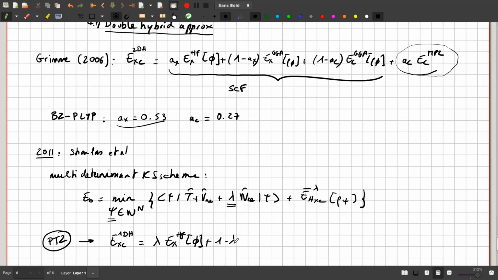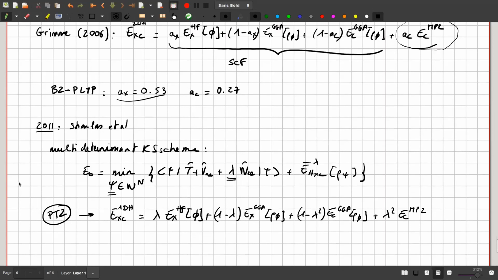Okay. 1 minus lambda times, let's say, the GGA, if we use such an approximation for the exchange. And then you will have 1 minus lambda squared times the correlation GGA. And then you have lambda squared times exactly the MP2 form of the correlation energy. Okay, so it's a sort of justification of the double hybrids using this scheme.